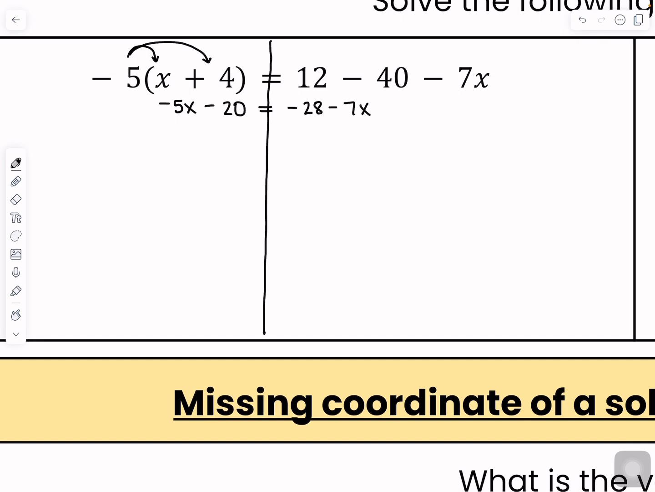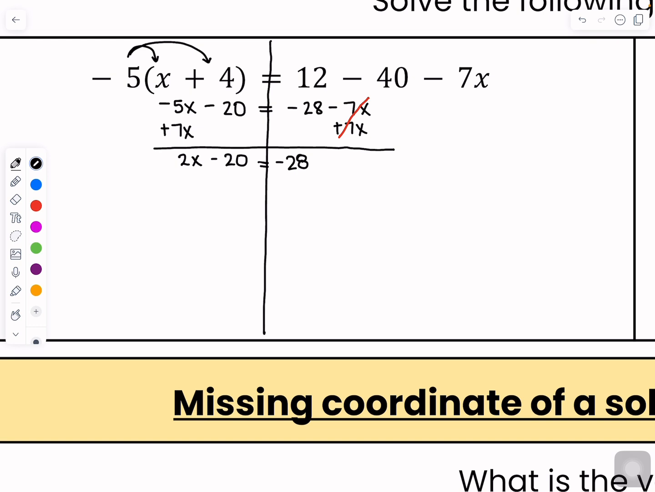Now we must move our x terms together. Let's do this by adding 7x to both sides. Remember, positive 7x and negative 7x cancel out by creating a zero pair. Negative 5x plus 7x gives us 2x minus 20, which is equal to negative 28.